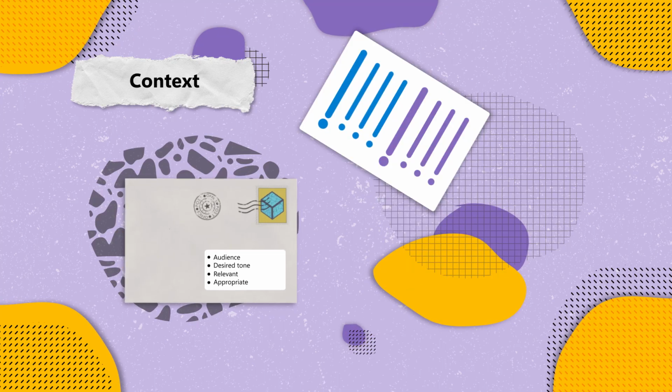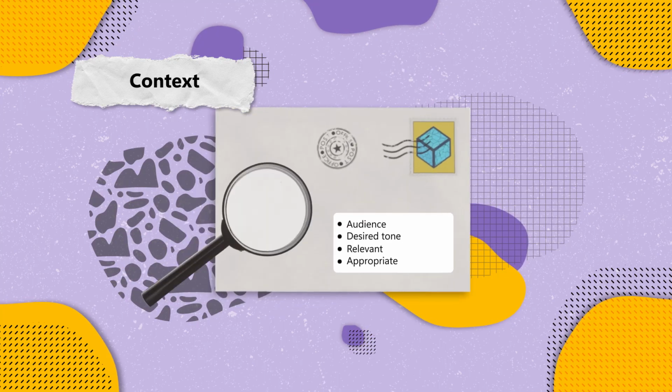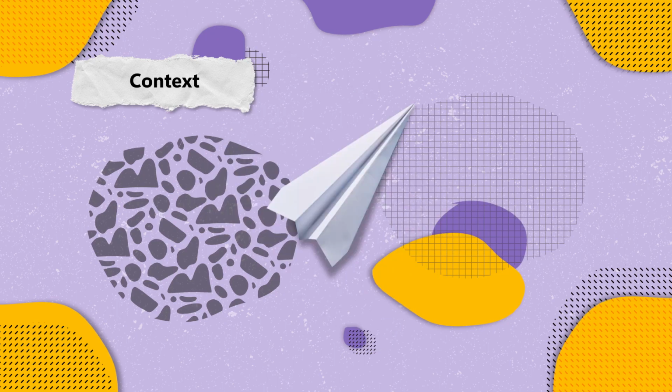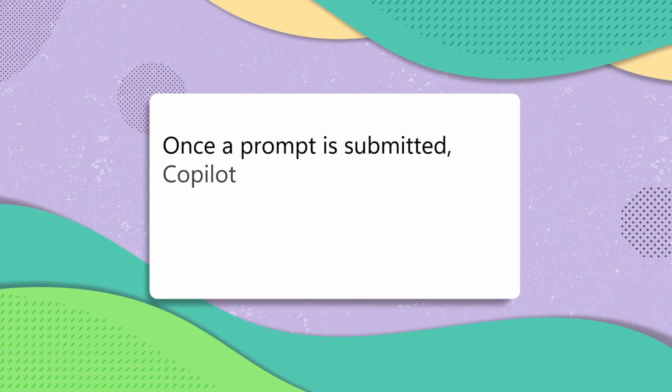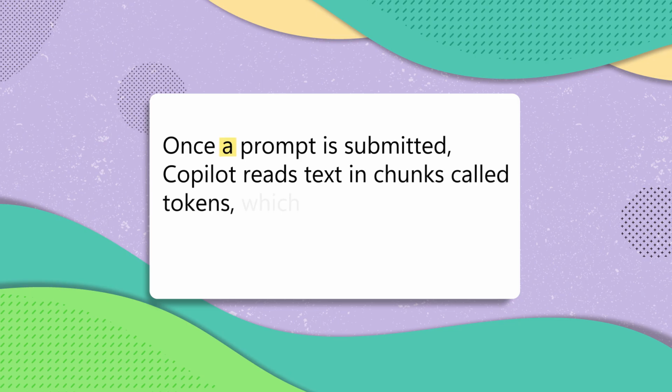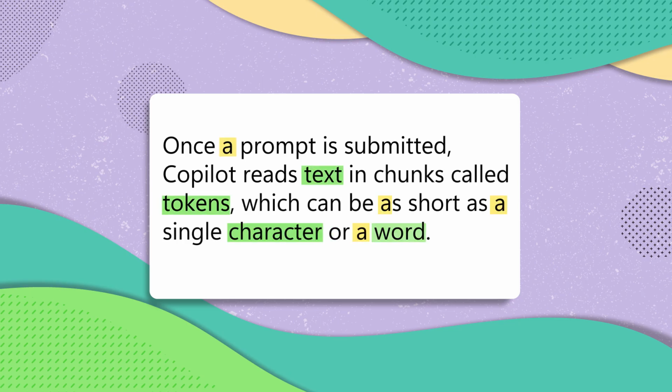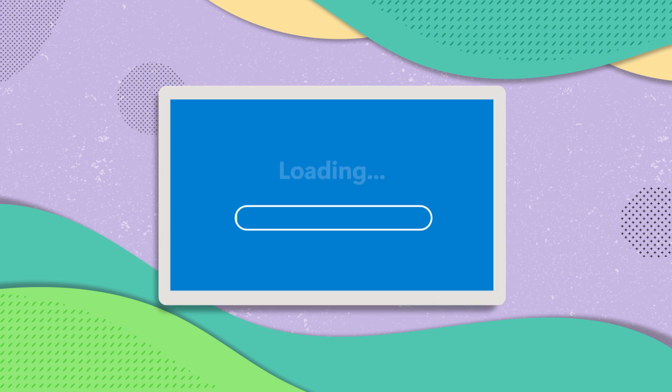The context provides information for the response, such as the intended audience and the desired tone. It should be relevant and appropriate, so it can tailor its response to your needs. Once a prompt is submitted, Copilot reads text in chunks called tokens, which can be as short as a single character or a word. This is important because every model has a limit on the amount of text it can process at once. This is why it is important to keep our prompts concise and to the point.